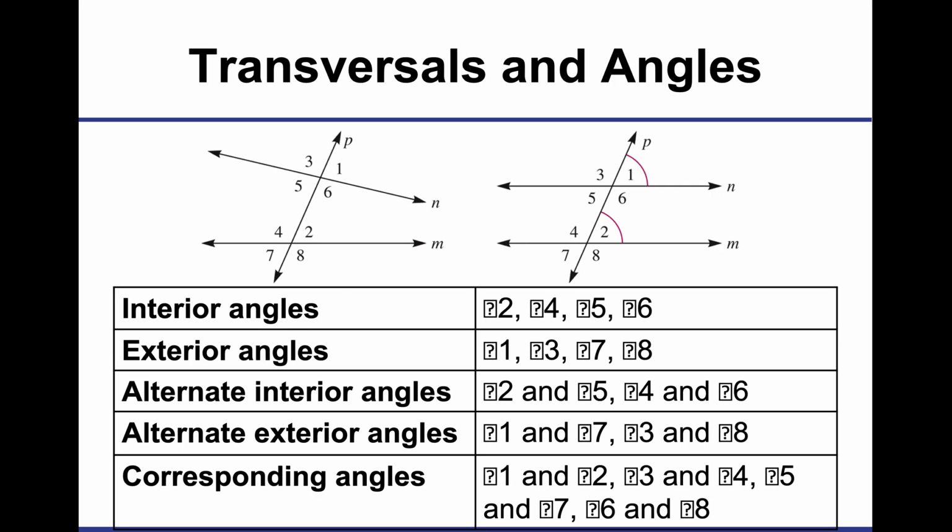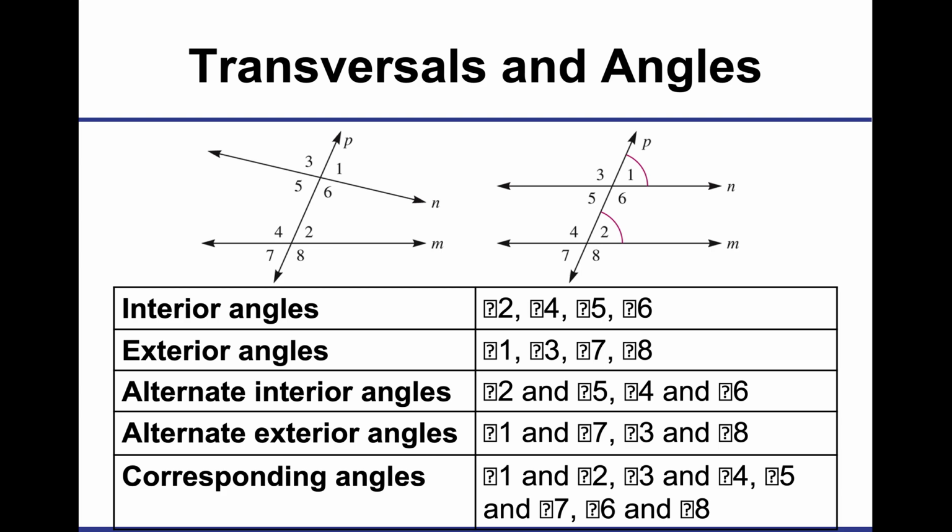We have other classifications of angles. If I have a transversal, which is any line that crosses two other lines, it forms a set of 8 angles. I have interior angles, which means they're between the two lines. So 5, 6, 4, and 2 are between the two lines. I have exterior angles that are outside of the two lines. So 1, 3, 7, 8.